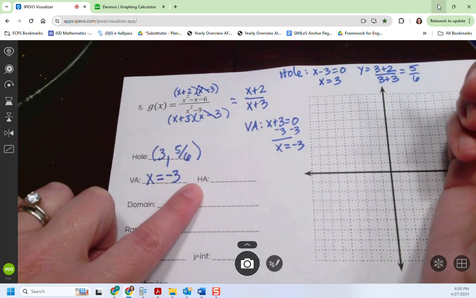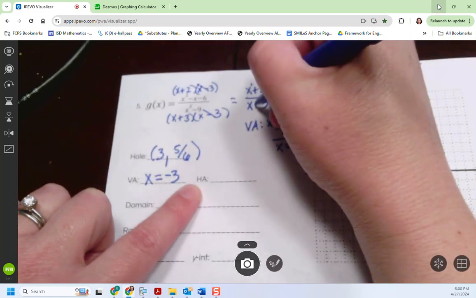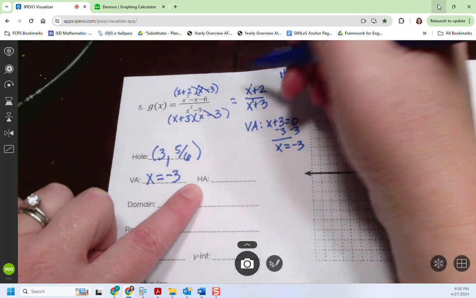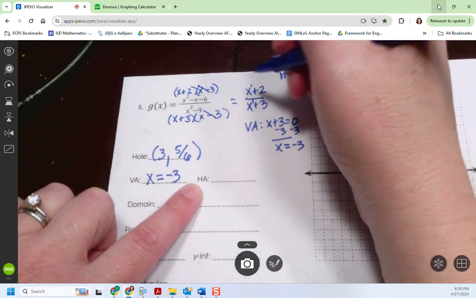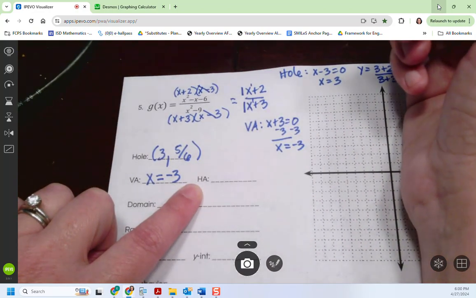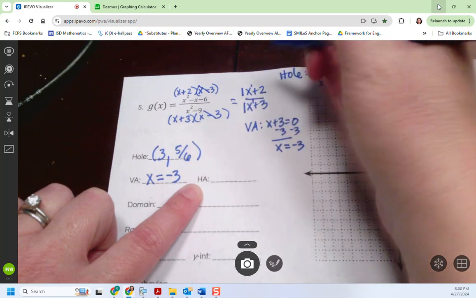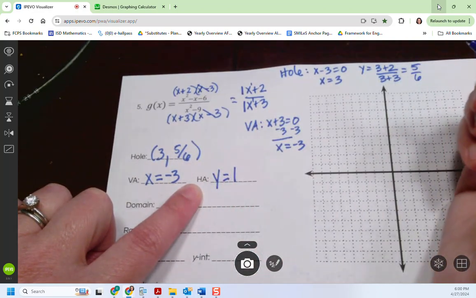Horizontal asymptote is different this time because they have the same degree. The biggest exponent on the top and the bottom is 1. When the exponents are the same, you take the ratio of the coefficients, and the coefficients are also 1. So 1 over 1 gives me 1, and horizontal asymptote always starts with y equals 1.